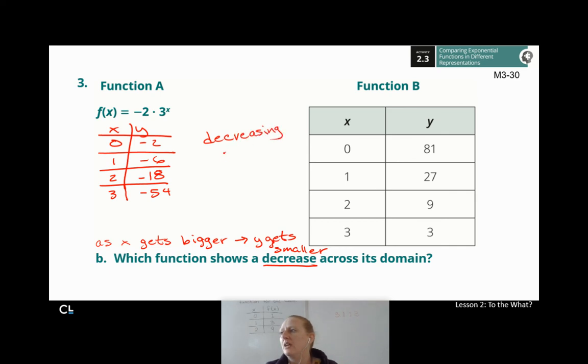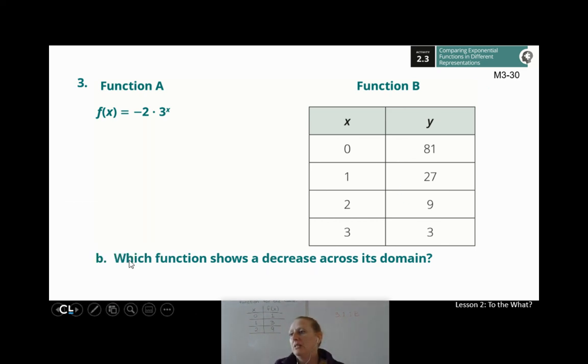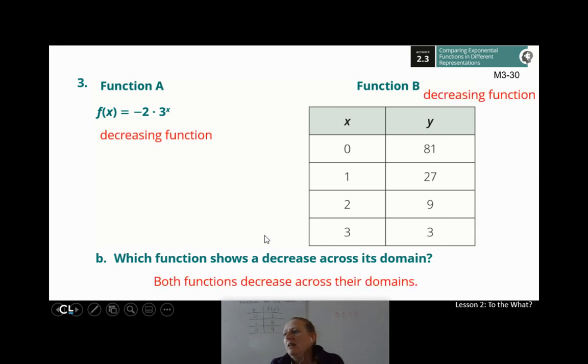So this function is definitely decreasing. All right. Let's look at what's going on in the table. The table's a little easier to see, which is why I made a table here. As x gets bigger, sure enough, this function's getting smaller and smaller, isn't it? So I'm going to say that function B is also a decreasing function. As x gets bigger, y is getting smaller. So it turns out they're both decreasing functions. Hang on, I'm going to erase all that so you can see the pretty writing. So both functions are decreasing across their domains.